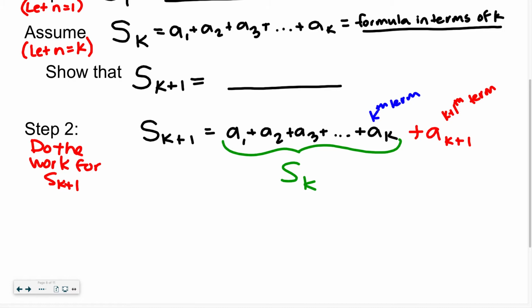So you'll be able to make a substitution. Substitute the formula for S sub K. All those terms will disappear. They'll come down to one simple formula. We assumed it to be true, so we can make that substitution.